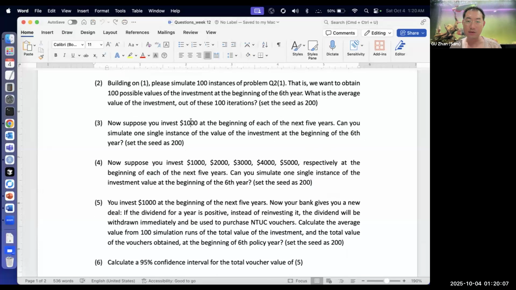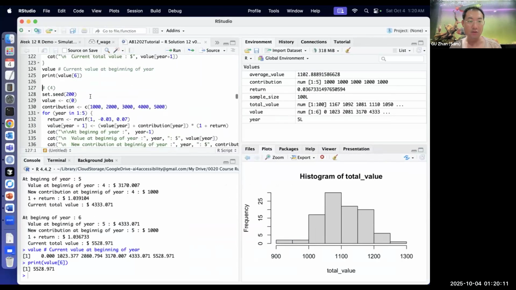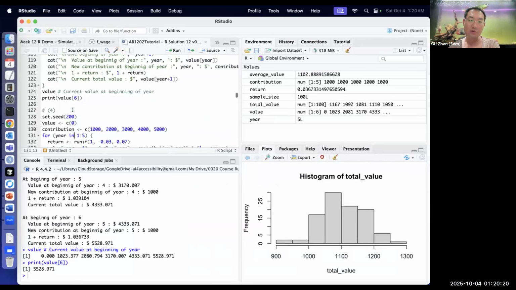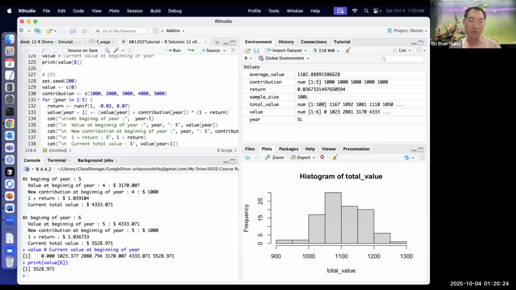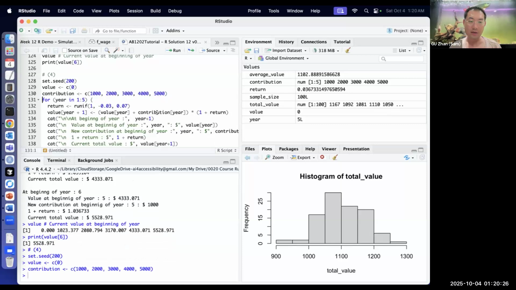Okay, instead of 1,000 at the beginning, now you have to change to this. So question 4. Now the only difference is your contribution change. Contribution 1,000, 2,000, 3,000, 4,000. All the rest of the code is the same as the previous one. We just change the contribution. Here is the contribution. It will actually extract the contribution based on year.